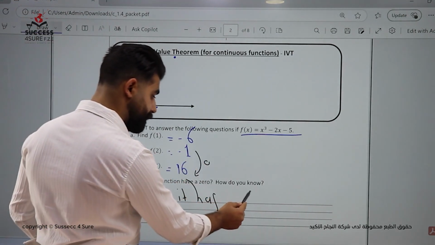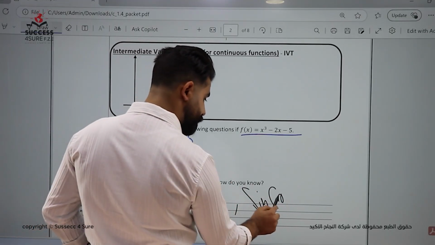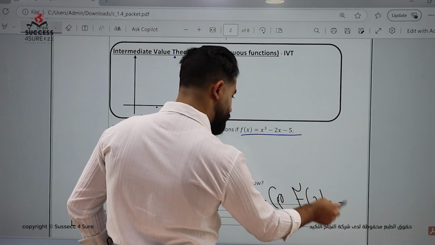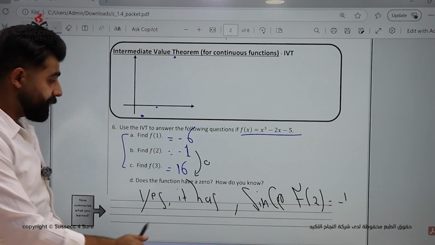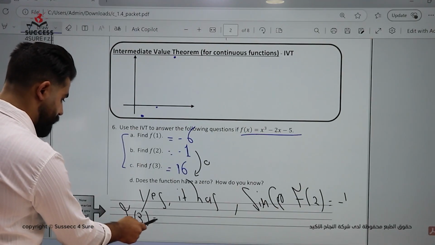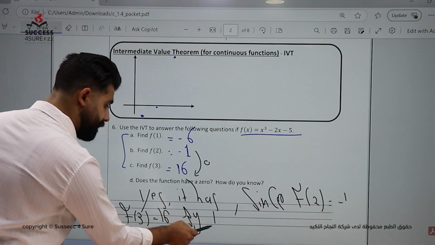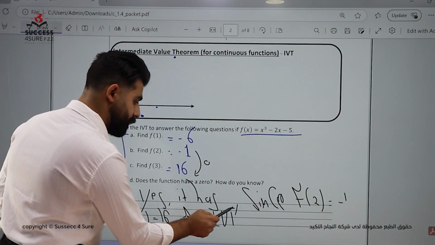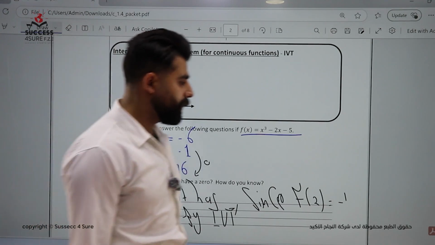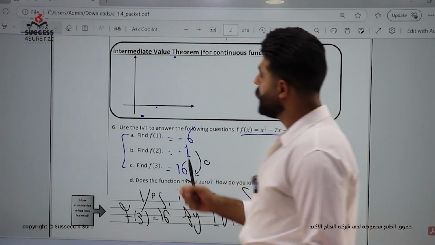So since f of 2 equals negative 1, and f of 3 equals 16, by the IVT we have 1 zero, or at least 1 zero. Now, to complete the full understanding of the IVT, let's follow up.